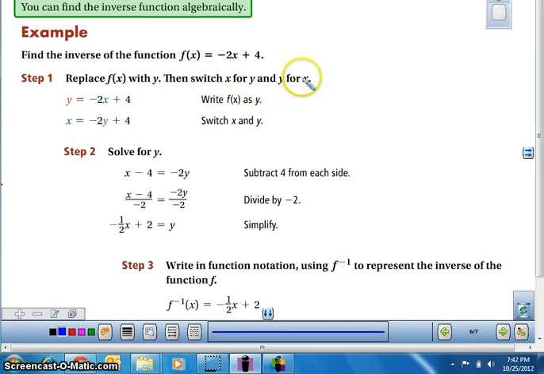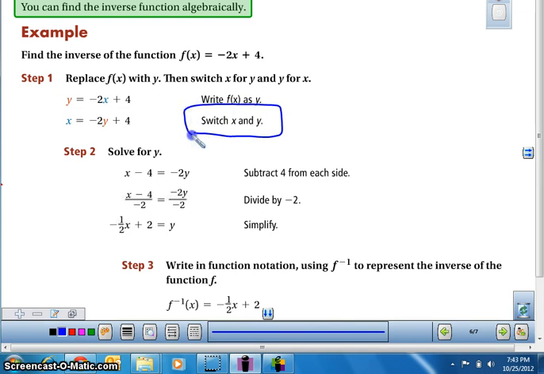How do you find the inverse of a function? First off, f of x is equal to negative 2x plus 4. The first thing you want to do is replace your f of x with a y. Keep the x where it was. So first, put those in place, the y and x, and then switch.